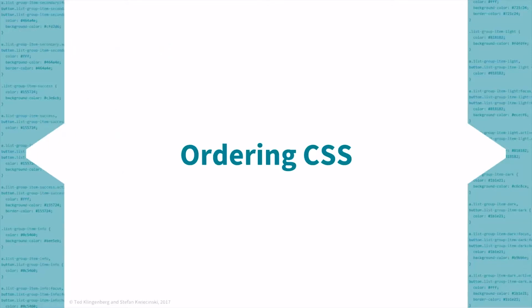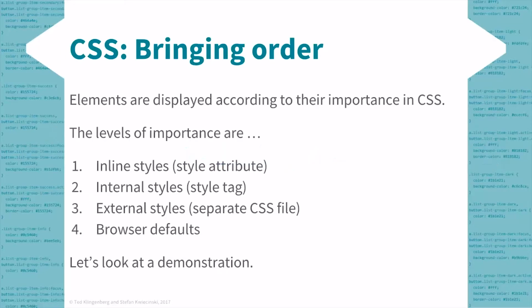So let's go ahead and talk about ordering CSS, because this is where CSS can become a little complicated, and we need to know how to order our CSS. So elements are displayed according to their importance in CSS, and there are 4 levels of importance that we're going to talk about here. There are more than this, but these are the 4 basic ones that we should know.